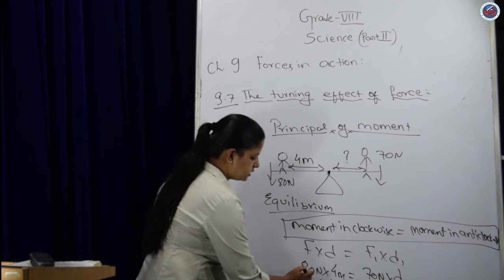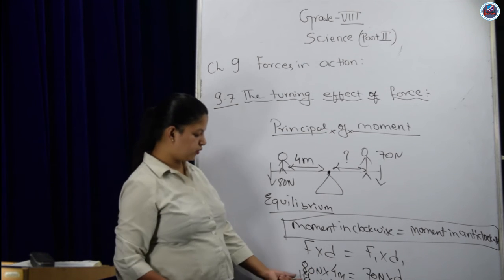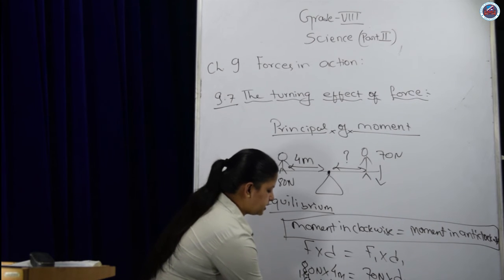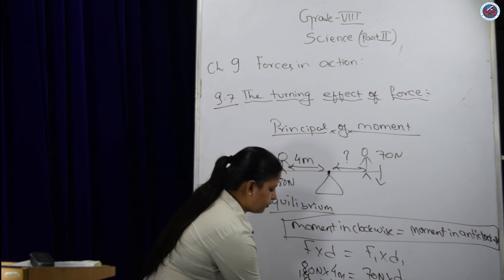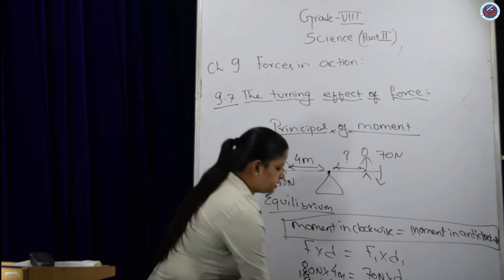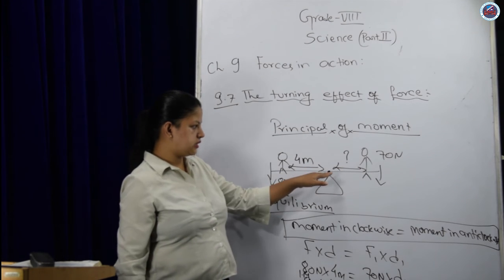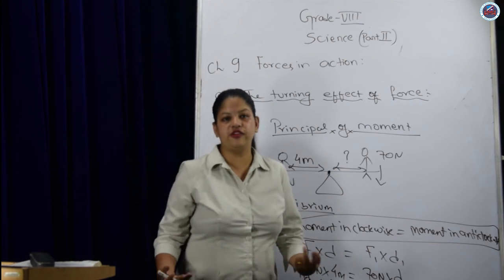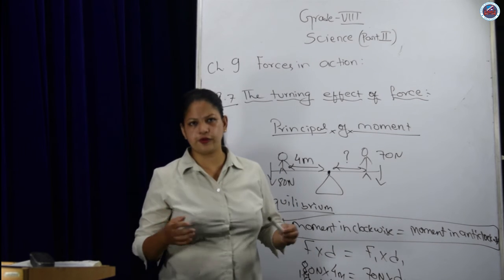Now you calculate it. 80 into 4 by 70 is 1.14 into 4. Multiply them. That means the distance this person is sitting from the pivot is 4.56 meter, nearly 5 meter, rounding off if you do.